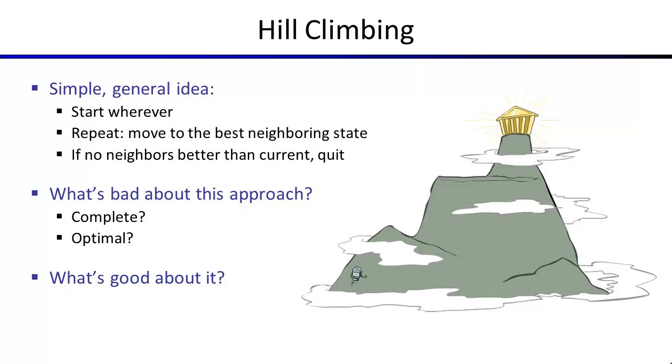The general idea about hill climbing: you start somewhere, and where you start matters. So often people initialize multiple times, have a bunch of random restarts so that you have a bunch of different things climbing different parts of the hill. That can sometimes help with these local problems, but each hill climber starts somewhere, and then you repeatedly move to the best neighboring state. If there's no neighbors that are better, then you quit. And so, for example, this robot will probably stop here. What's bad? It's not complete, it's not optimal, but what's good about it is it's really simple and it gets you started.